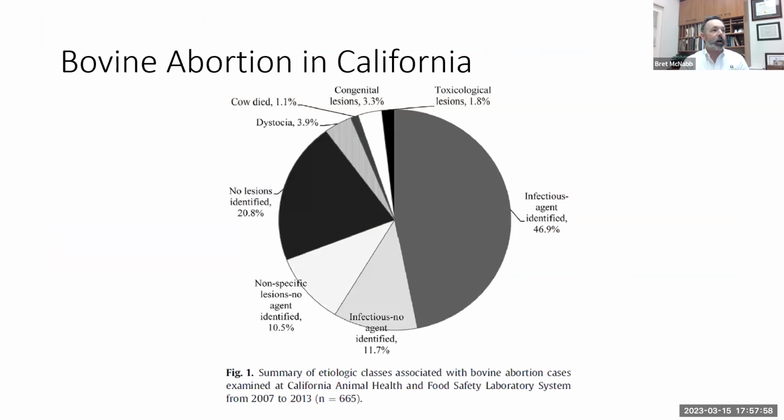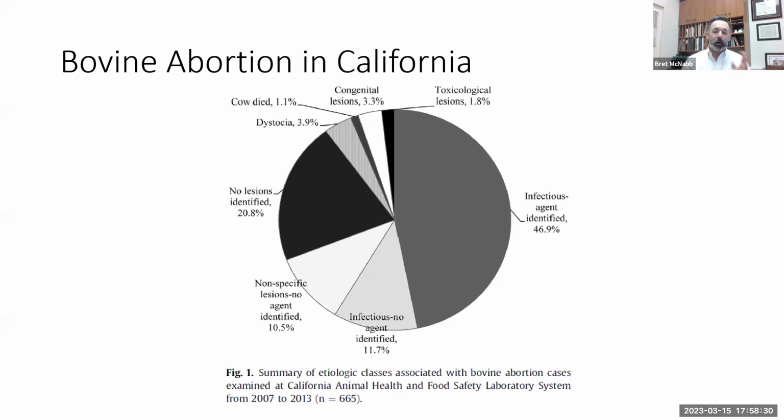They actually published a review of their work a few years ago, looking at what was diagnosed in terms of bovine abortion in California. And if we look, they are able to identify infectious agents in about 47% of submissions. They could identify that there was an infectious cause, but they couldn't tell what it was in another 12%. And then you can see the rest there in terms of no specific lesions or no specific diagnosis being rendered.